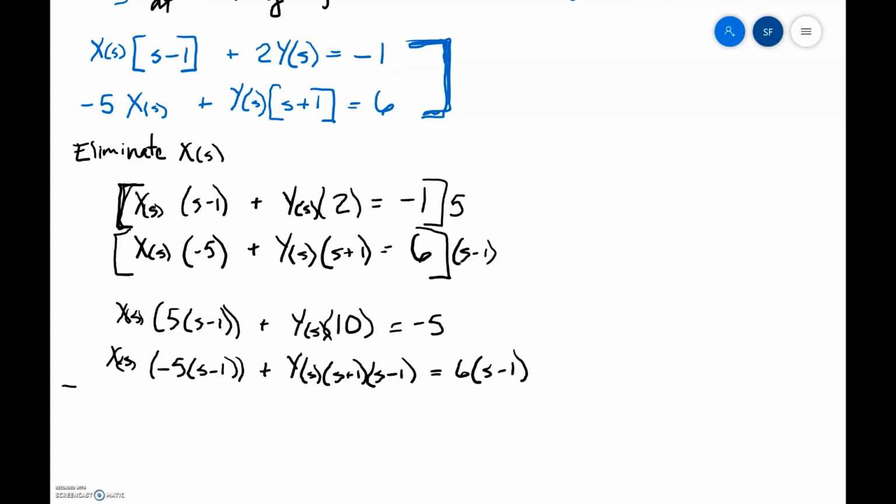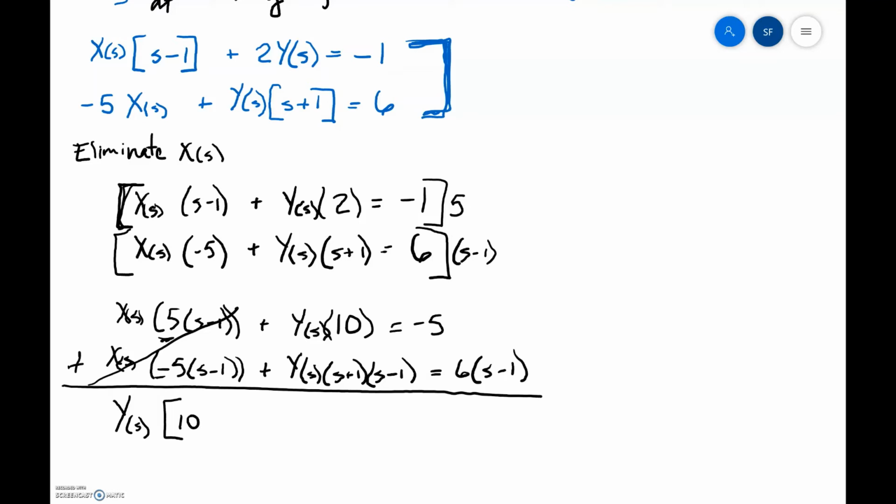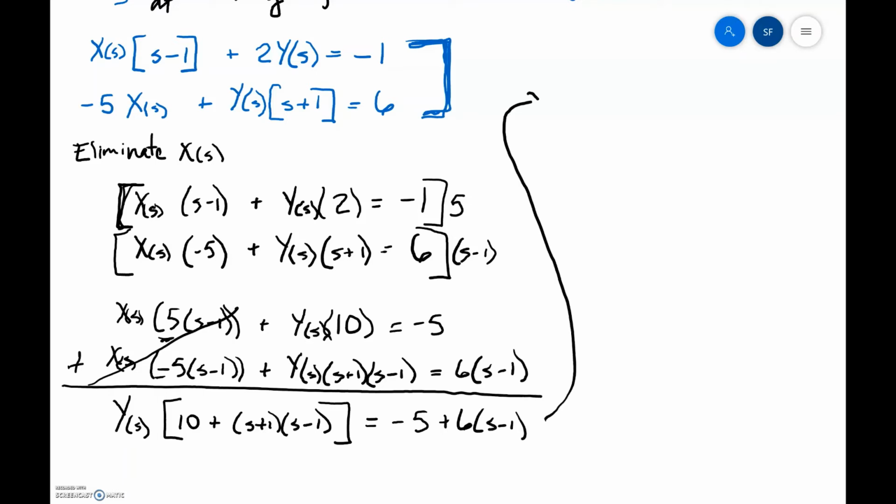Okay, so when we add those two lines together by the elimination method, because we have a negative 5 and a positive 5, these cancel out, and pulling the capital Y to the front, we have 10 plus s plus 1 times s minus 1, and on this side, negative 5 plus 6 times s minus 1. Okay, let's pull this up here a little bit.